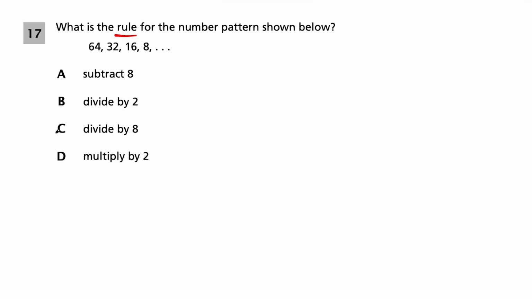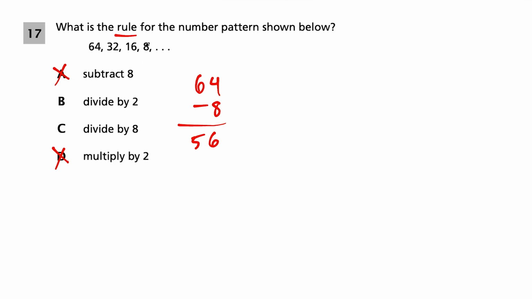So I could eliminate right away choice D because multiplying by 2, if I'm starting with 64, would make the numbers get bigger and bigger. So choice D is definitely out. And now we could just go through the list here. So let's see, subtract 8. If we think about this, 64 minus 8, if we do the subtraction, is going to give us 56. And 56 is not the second number, so this is not the rule.